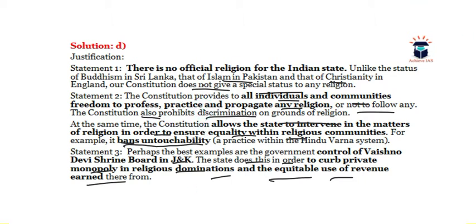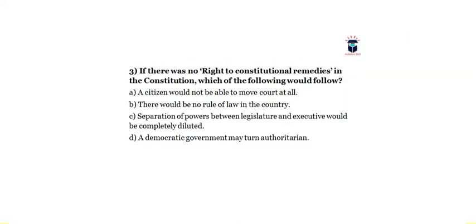So let's see what is the next question. So the next question is, if there was no right to constitutional remedies in the constitution, which of the following would follow? A, a citizen would not be able to move court at all. B, there would be no rule of law in the country. C, separation of powers between legislature and executive would be completely diluted. D, a democratic government may turn authoritarian.